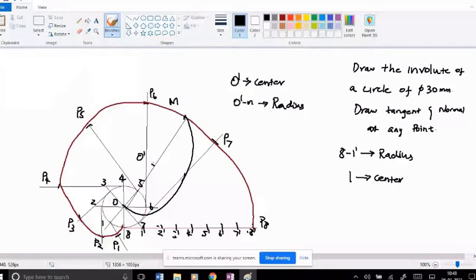If you had chosen a point between 5 and 6, then the arc would cut between 5 and 6. If you have chosen between P7 and P8, then the arc would have cut between 7 and 8. That's how it will happen. So it cuts here. From there, you need to connect the point M, something like this. That will be your normal, and a line perpendicular to that will be your tangent.